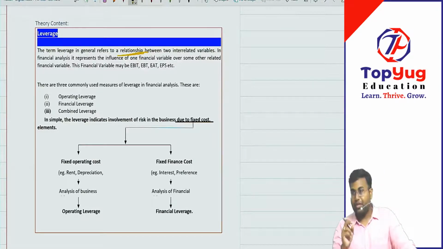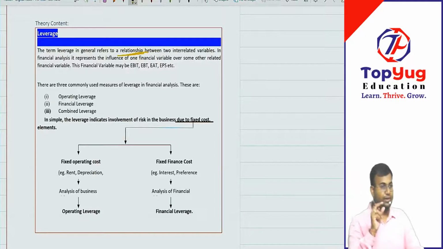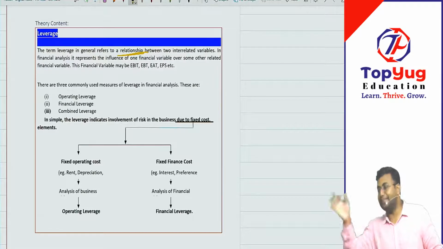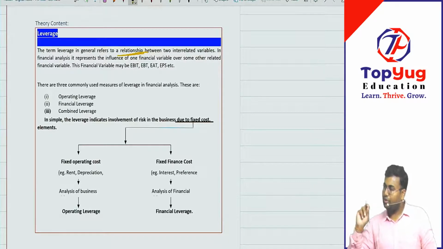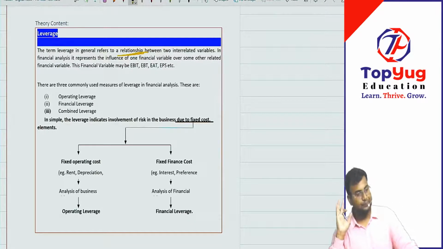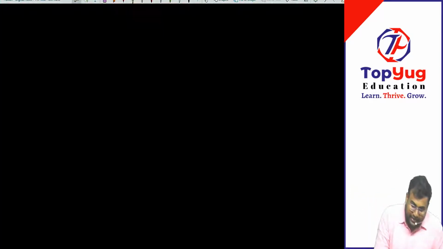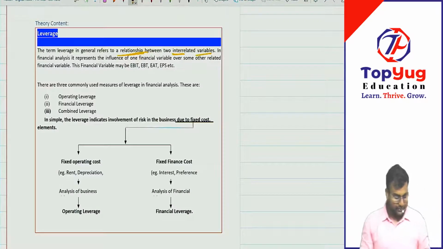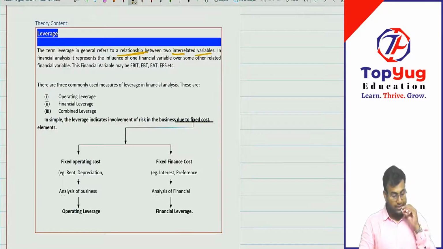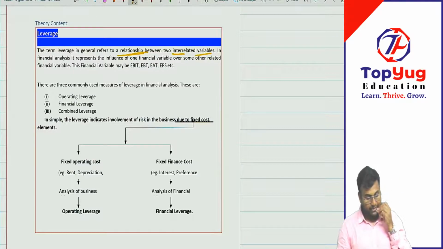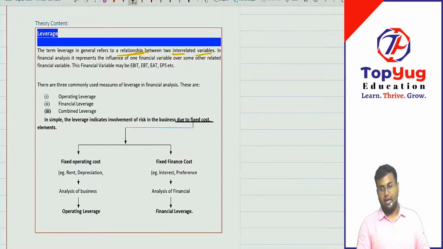I am going to find out a relationship between two items, basically two numbers. But those numbers are not aliens. One from balance sheet, one from P&L, it's not like that. Those two numbers are related to each other in some form. Right? So that's why it is interrelated variables. Done? In financial analysis, it represents the influence of one financial variable over some other related financial variable. Are we all good?